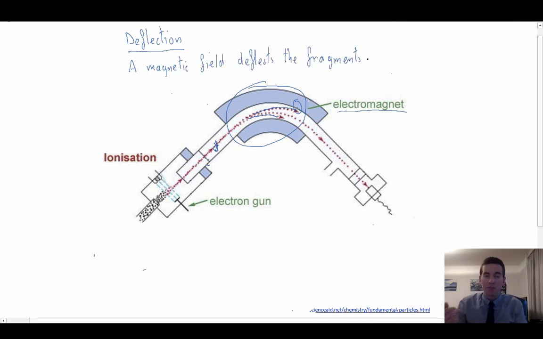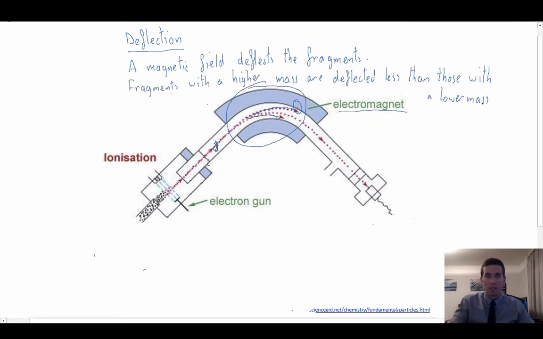Magnetic field deflects the fragments. That's mainly what you would write down for a basic question. And then for more detailed ones, the understanding part: the fragments with the higher mass are deflected less than those with a lower mass. They have more momentum, therefore it requires a greater force. Therefore, the initial force provided by the magnetic field isn't enough to deflect them. They need more force. So this is the third stage, deflection.